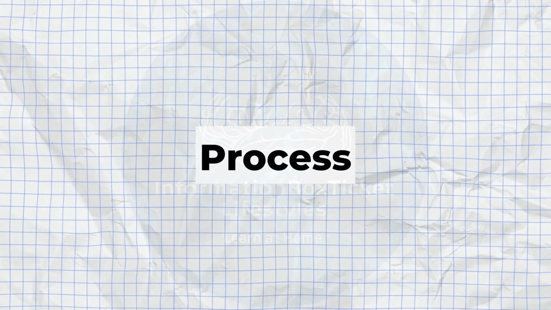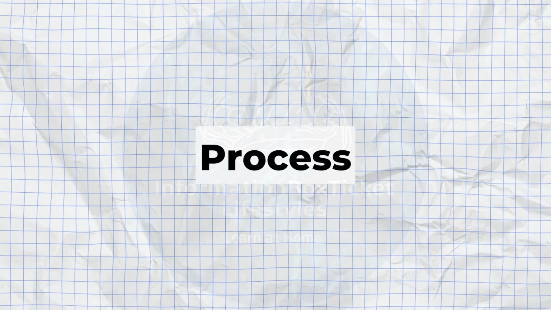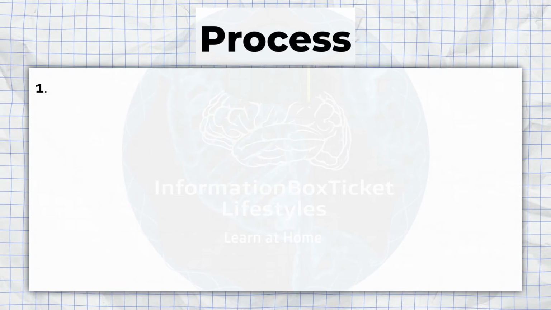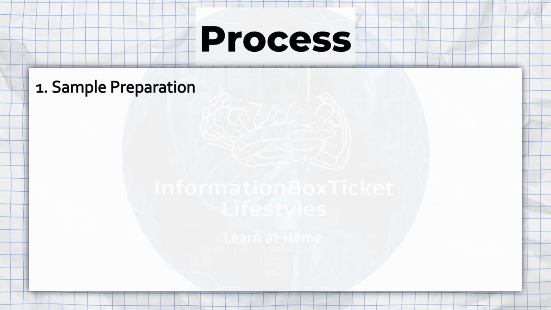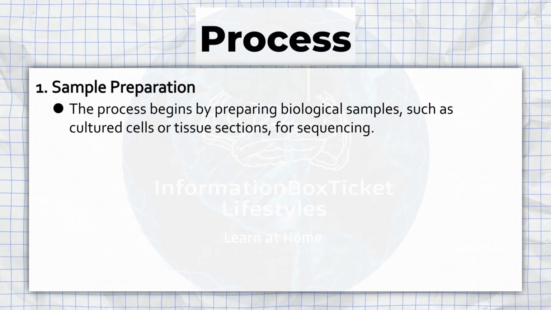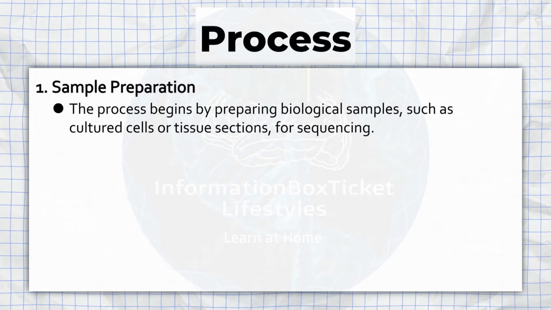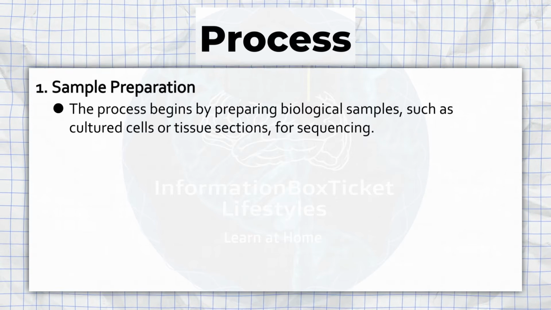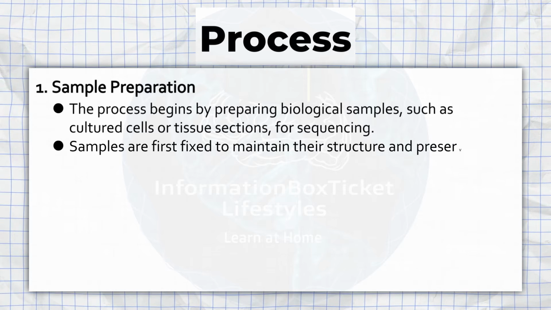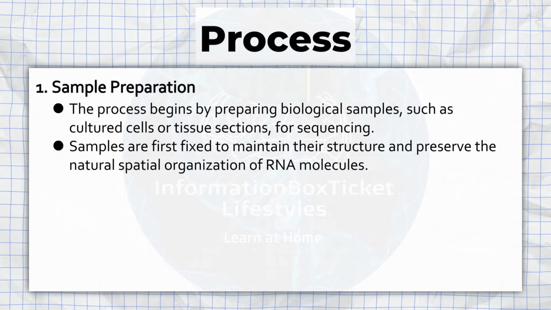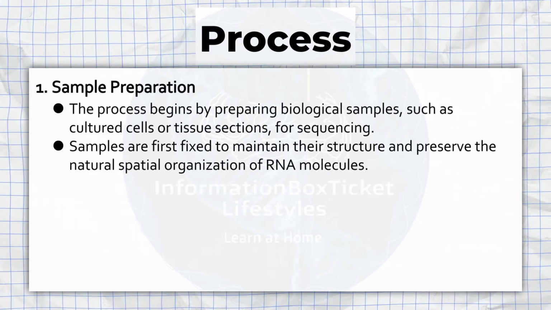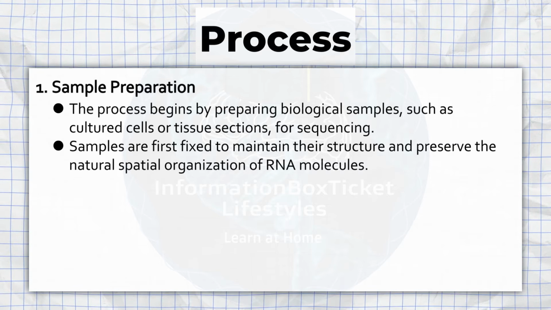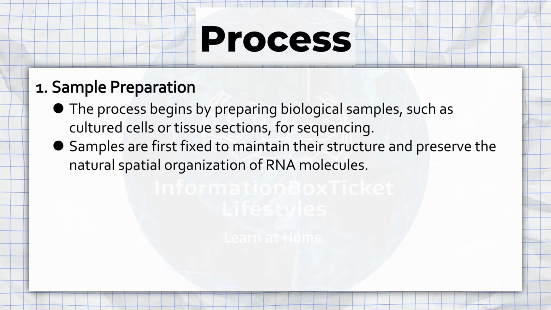Process of fluorescent in situ sequencing. Number 1, sample preparation. The process begins by preparing biological samples, such as cultured cells or tissue sections, for sequencing. Samples are first fixed to maintain their structure and preserve the natural spatial organization of RNA molecules.